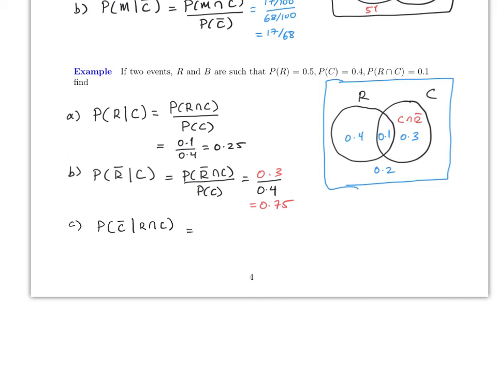And using the formula, this should be not Catholic and Republican, and Catholic, divided by R and C. Now the bottom is 0.1, but notice on the top, R and C is this part. If you do the intersection with the complement, there's no intersection, so the answer is 0 for that part. So the answer will be 0. So it's impossible to get to this part.